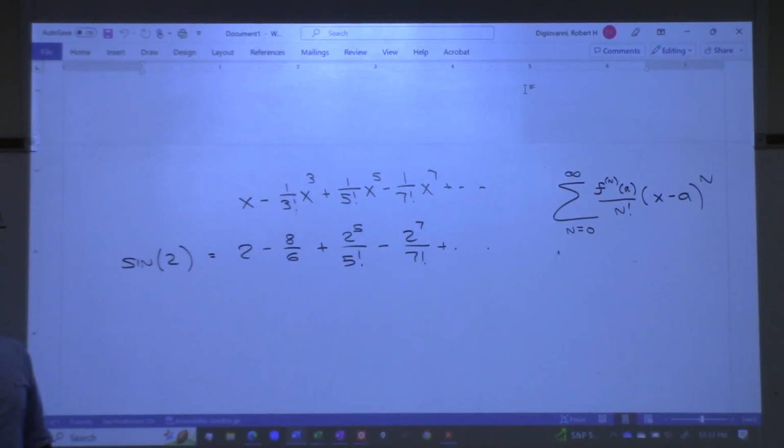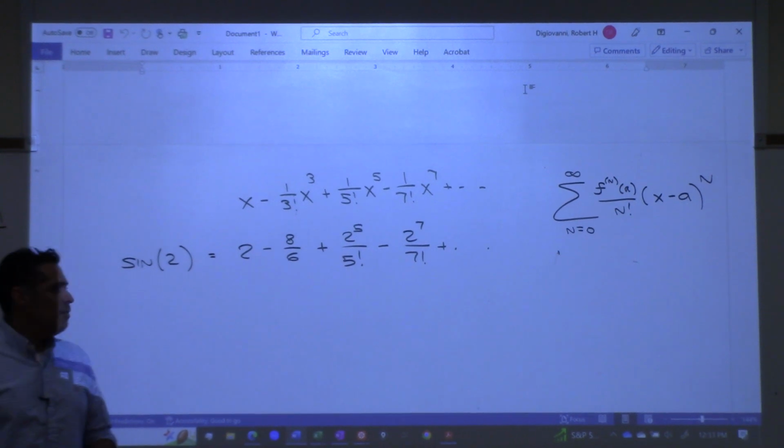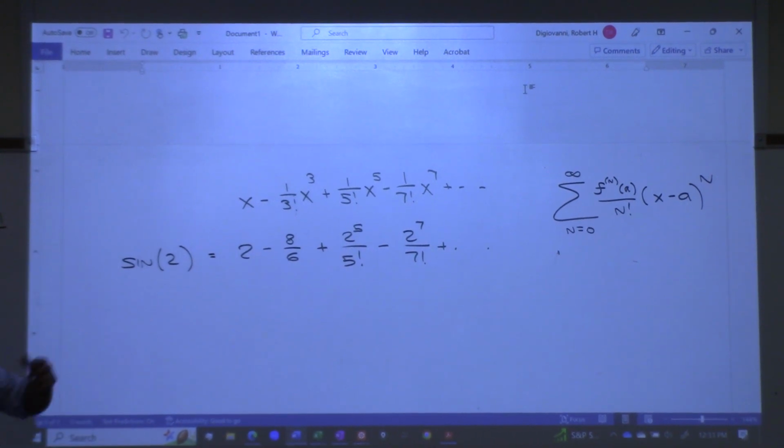I guess it would be slow if you went too far out. Yeah, if you went out to like 1 trillion terms, then that could bog your computer down, right? But that's it. That's what's happening.